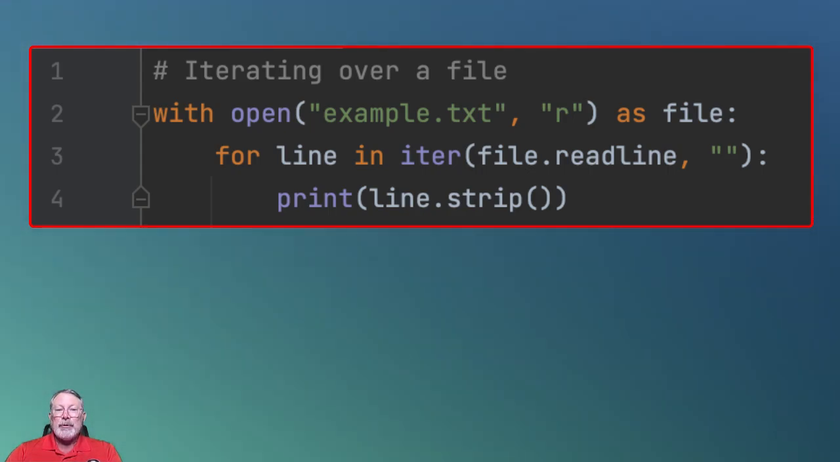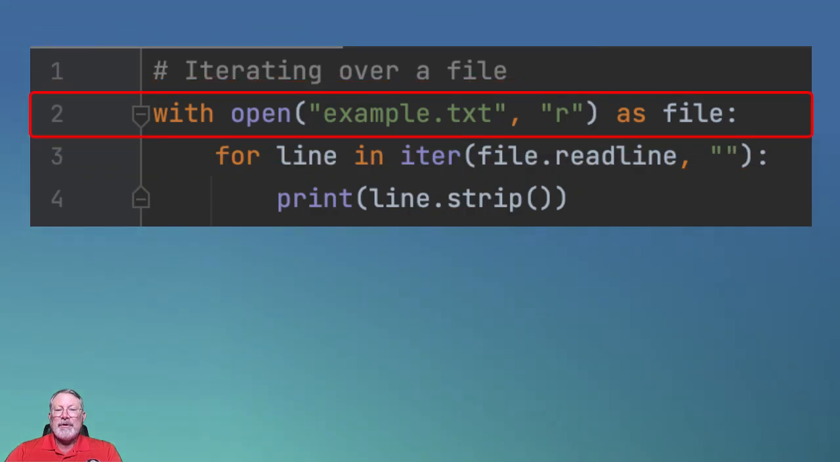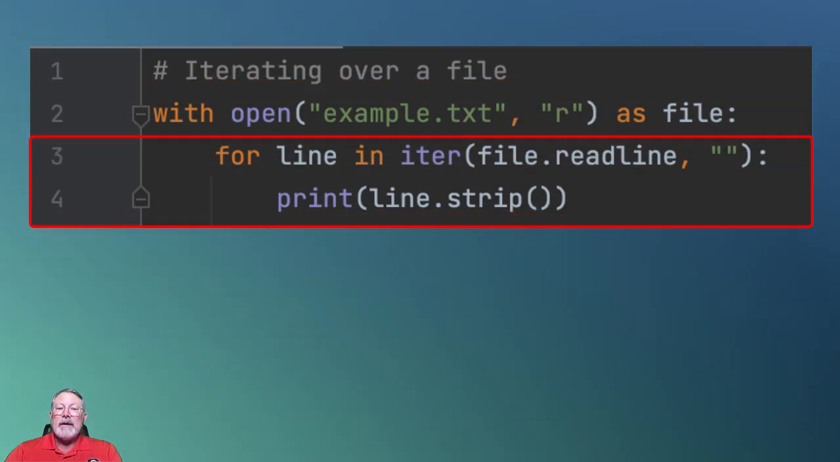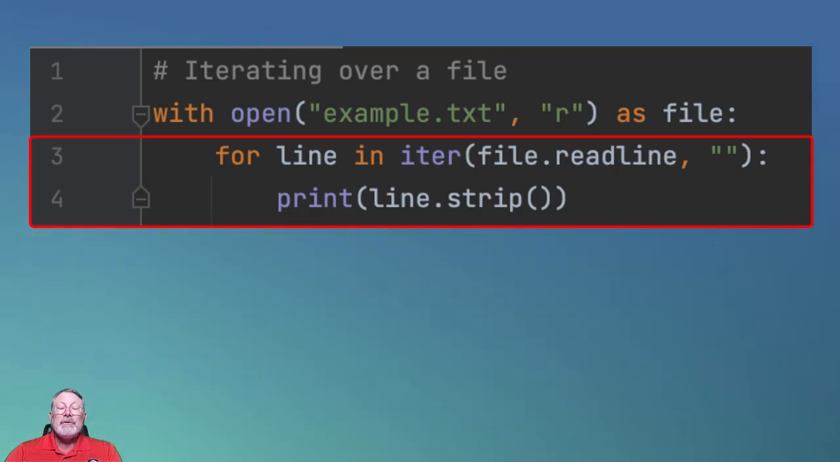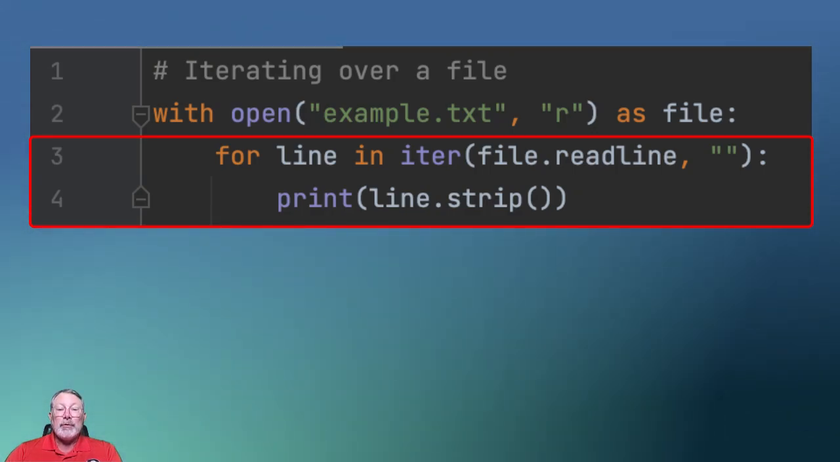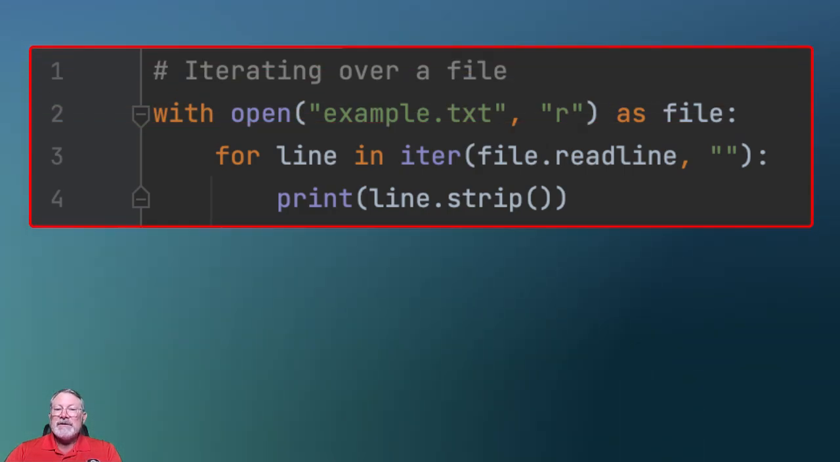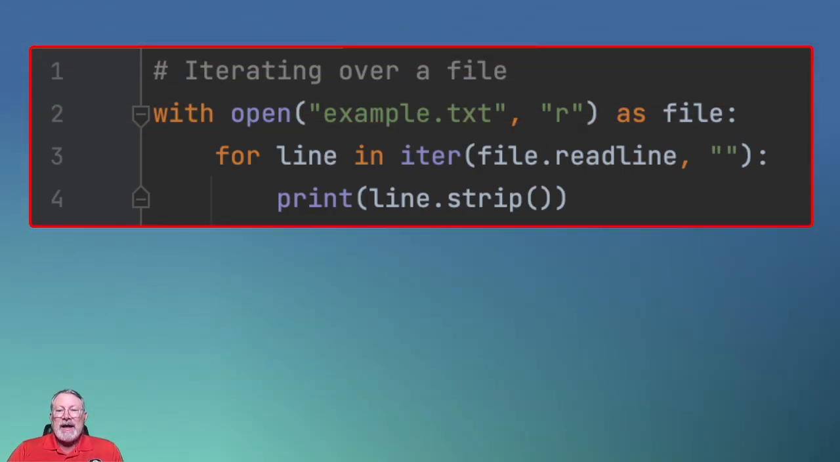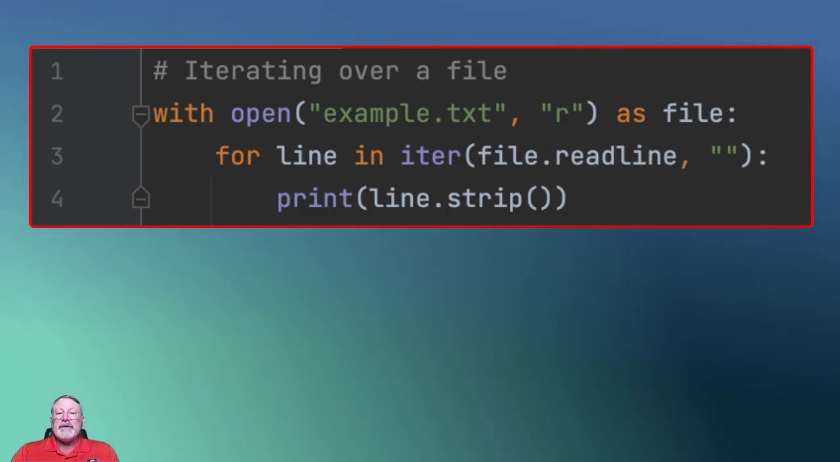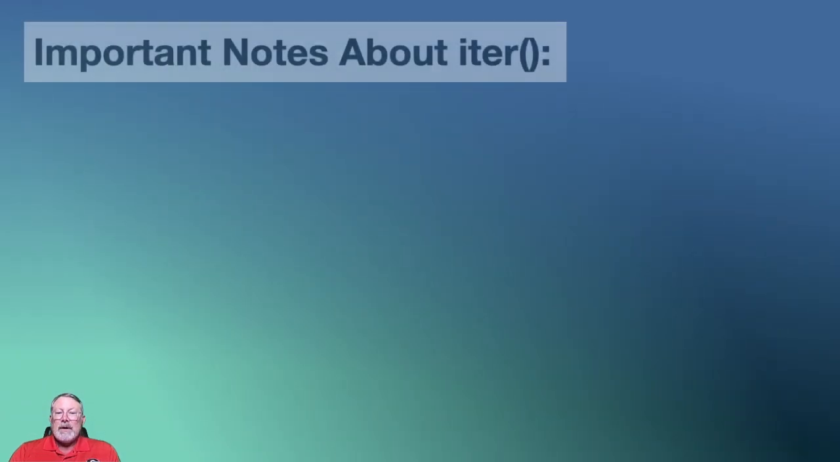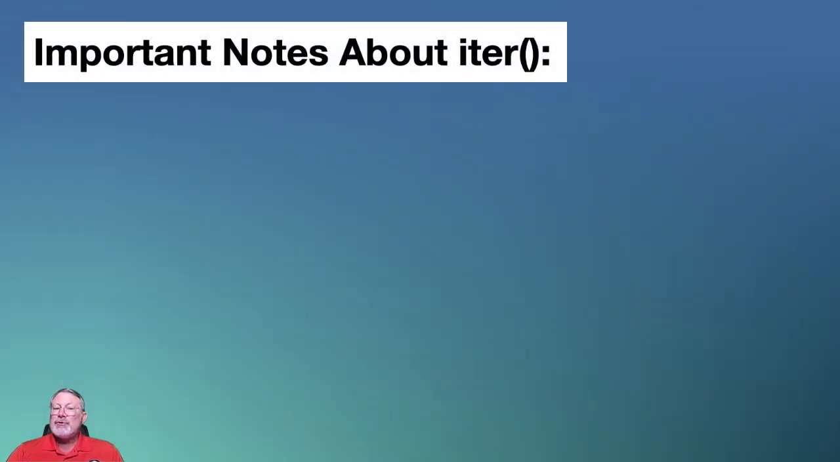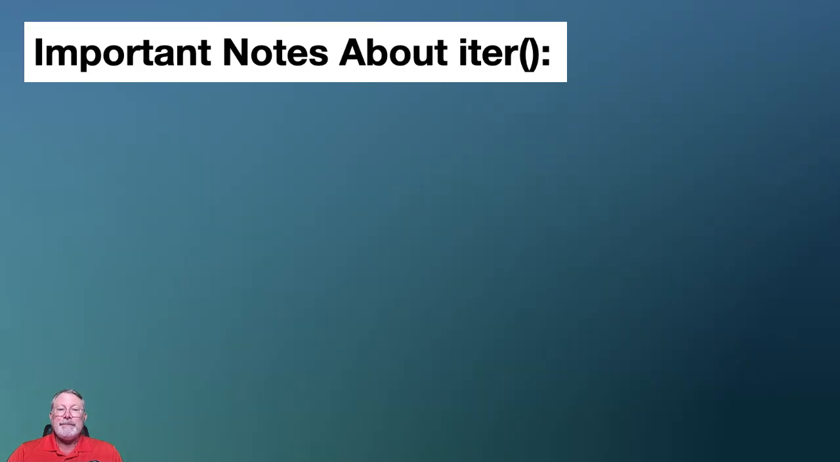Let's see an example. Here we open a file, example.txt, and we read it line by line using the iterator function to create an iterable of each line in the file. In this example, the iter function reads lines from a file until it encounters an empty string, avoiding loading the entire file into memory. Here are some important points to remember about the iter function.